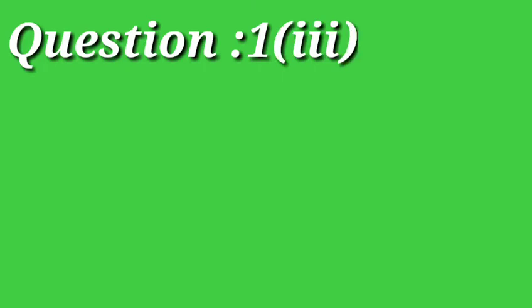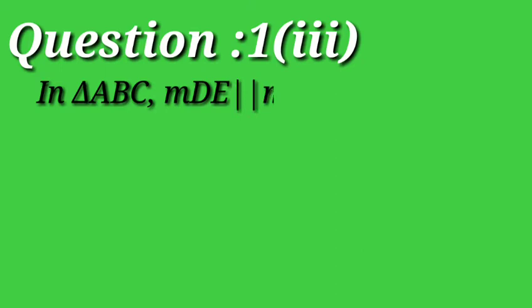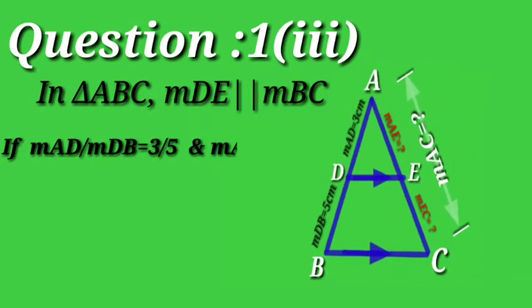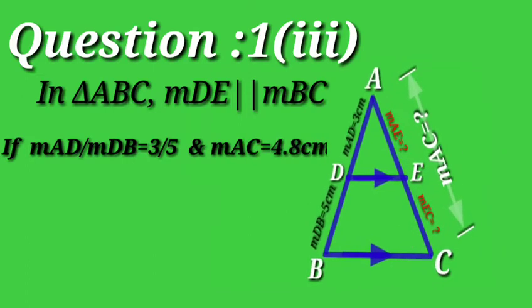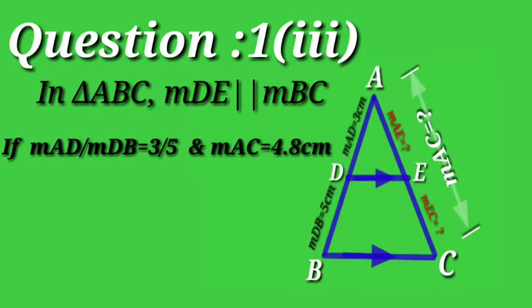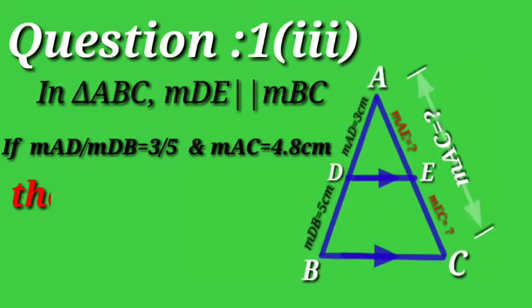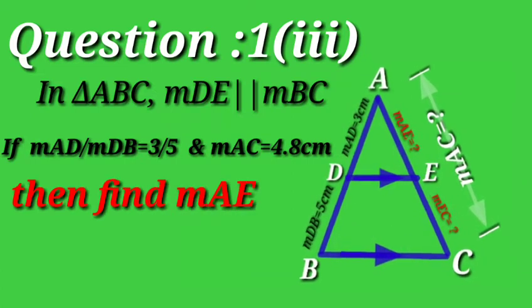Part 3 of question 1. In a triangle ABC, the side DE is parallel to the side BC. If the ratio of the side AD and DB is equal to 3 by 5 and side AC is equal to 4.8 centimeter, then find the value of side AE.